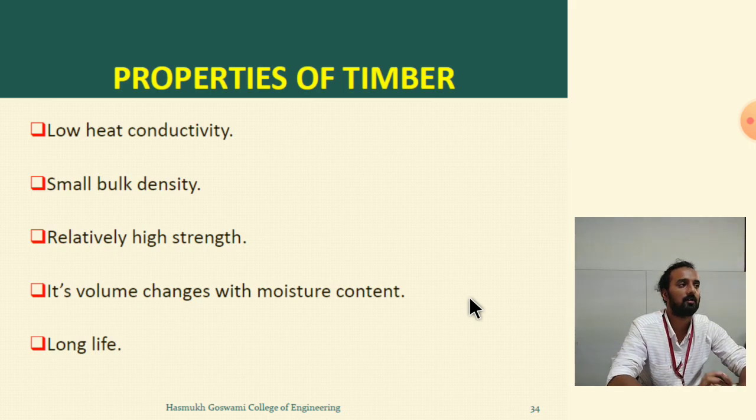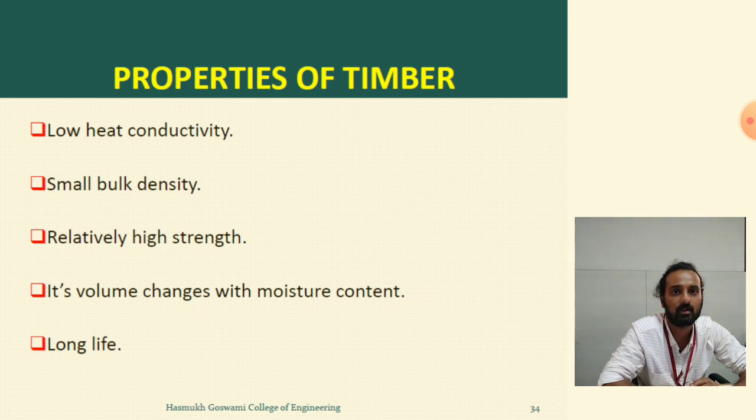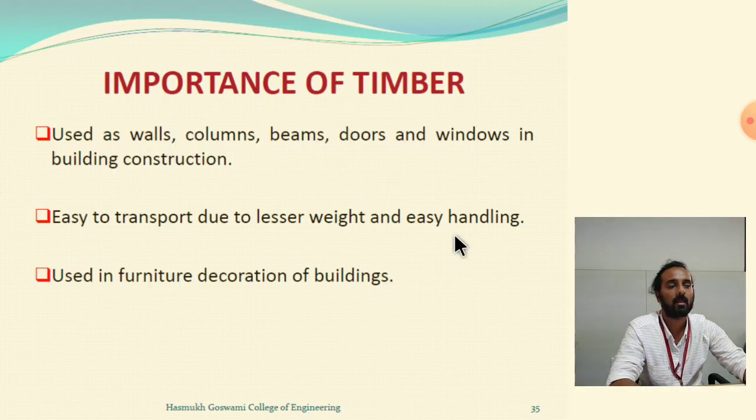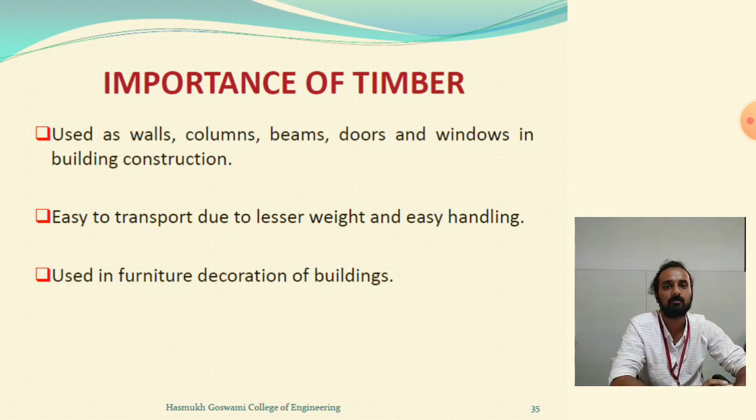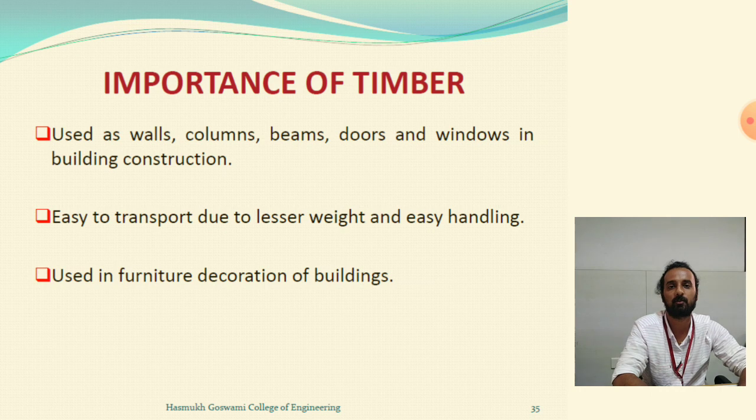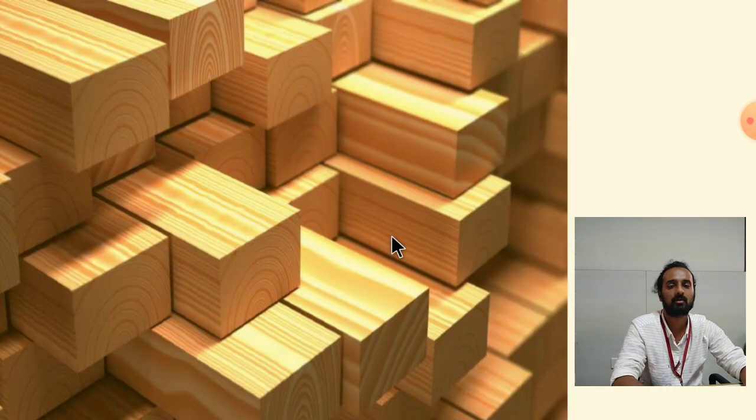Properties of timber. Of course, it has a low heat conductivity. It should have a small bulk density, relative height strength, and volume changes with moisture content. Its long life. Importance of timber: it is used in walls, scaffolding, temporary structures, beams, doors, windows. In every type of building construction, timber is an important product, and it is also used in transport due to lesser weight, easy handling, and used in furniture and decoration of buildings. So this is a processed timber.